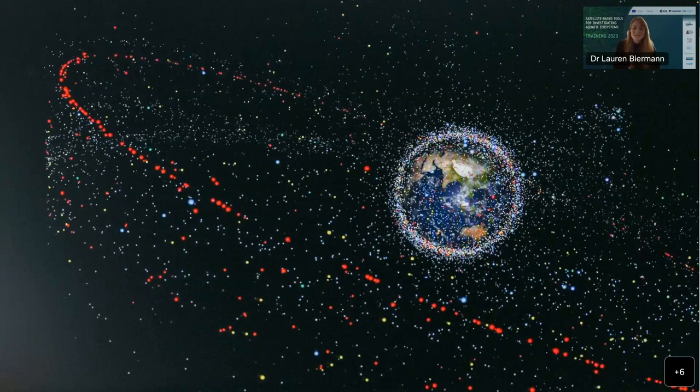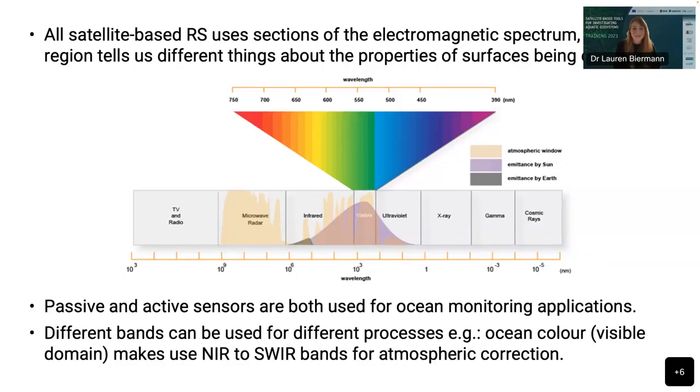But ultimately, as different or as unique as each of the sensors are, they are underpinned by similar physics. And that is that all of them utilize sections of the electromagnetic spectrum, and each region of the electromagnetic spectrum will tell us different things. So different satellites utilize different parts of the electromagnetic spectrum, and from that we can derive different variables to measure. Passive and active sensors are used for ocean monitoring. So we're going to cover this in a bit more detail.